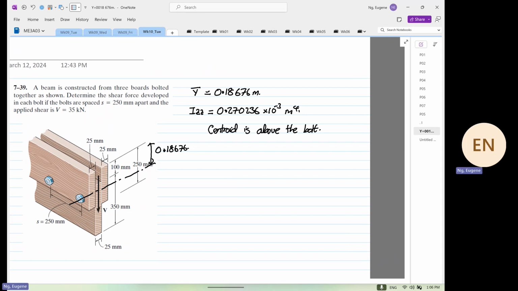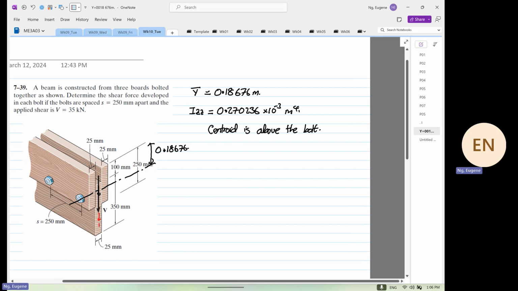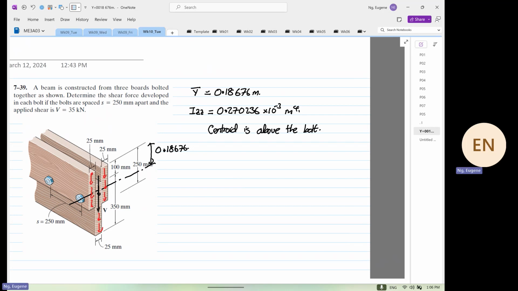So we are going to consider. So the first thing we do, we're going to sketch the what? The shear flow. Okay, so the shear flow will do this. We know that the shear flow will do this. All these dots over here are what? These are all our terminus. Yes or no?